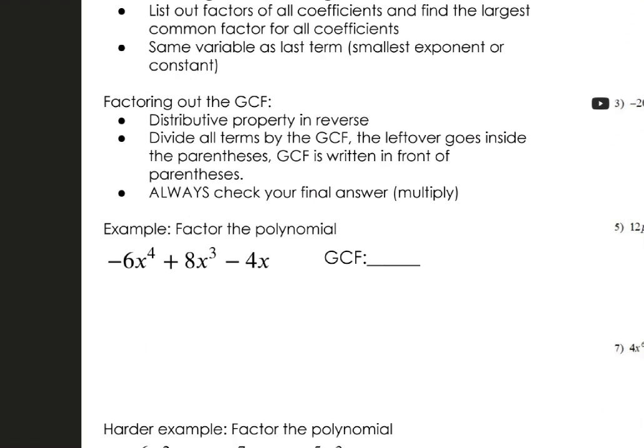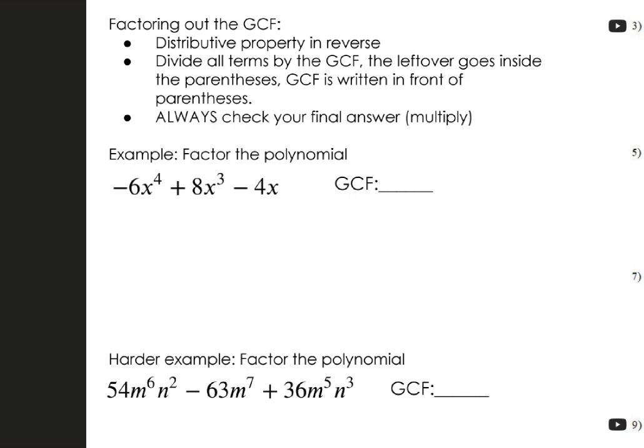All right, let's take a look at this example here. We have negative 6x to the fourth plus 8x cubed minus 4x. First of all, this is already written in standard form since we have our highest degree exponent here and then our lowest degree exponent here. Then we're going to look and see that our GCF is the same sign as our first term. Since our first term is negative, that means my GCF needs to be negative.